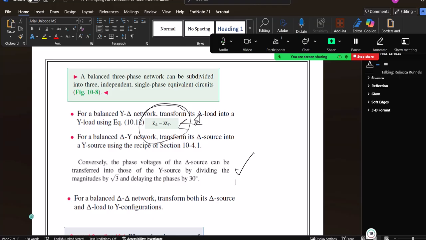So the benefit is that it really simplifies the analysis, and it just makes it a lot easier to work with. So that's what you want to do. Now the question I didn't ask is, why do we do three-phase in the first place?